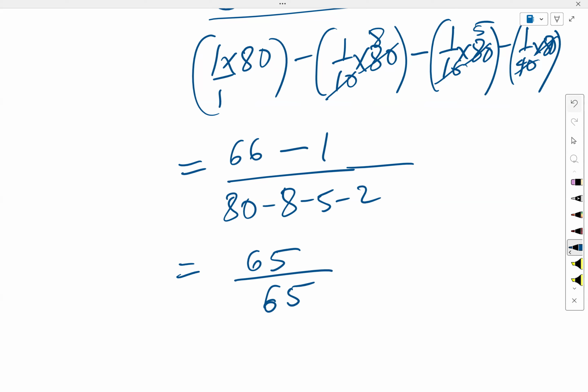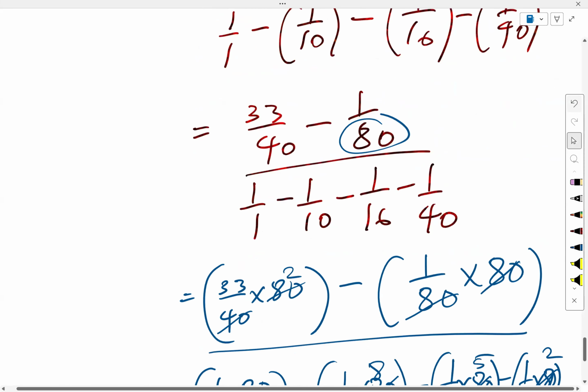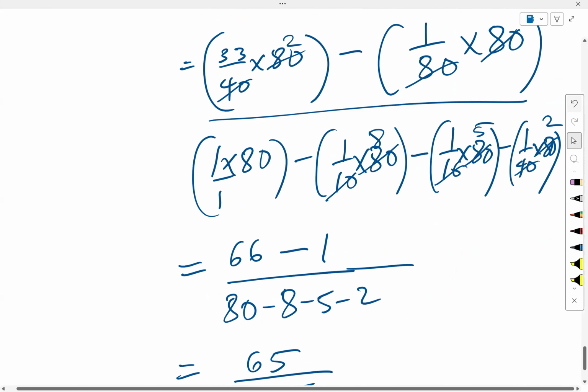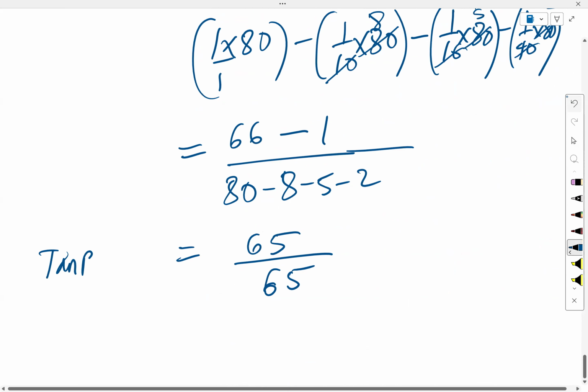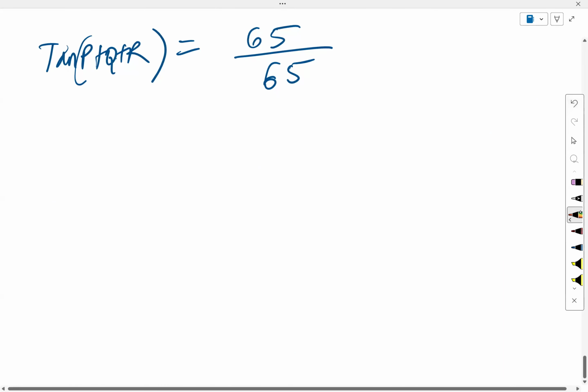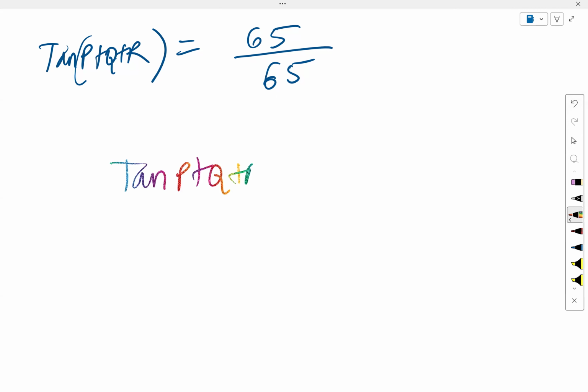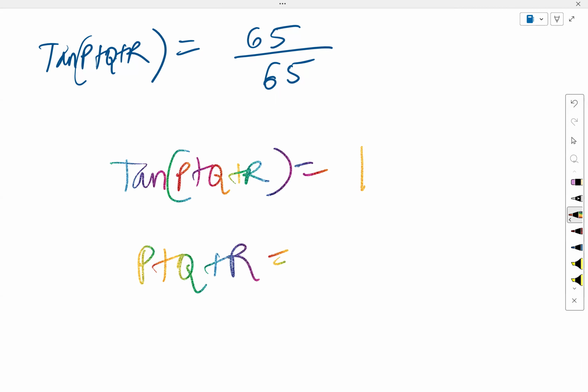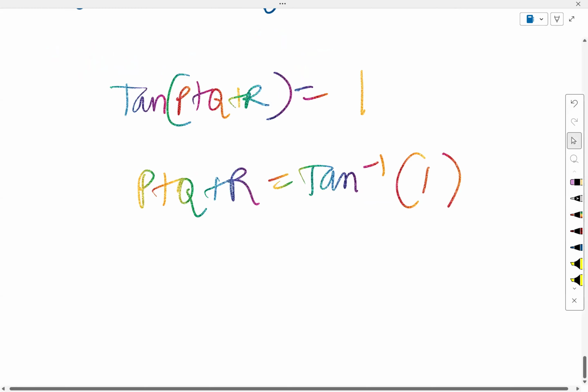So interestingly, it means that, remember where we're coming from, it means that tan(P+Q+R) is 65 over 65, meaning that tan(P+Q+R) is equal to 1. And then that means that P+Q+R is the inverse tan, the arctan of 1. And don't forget, tan 45 degrees is 1.